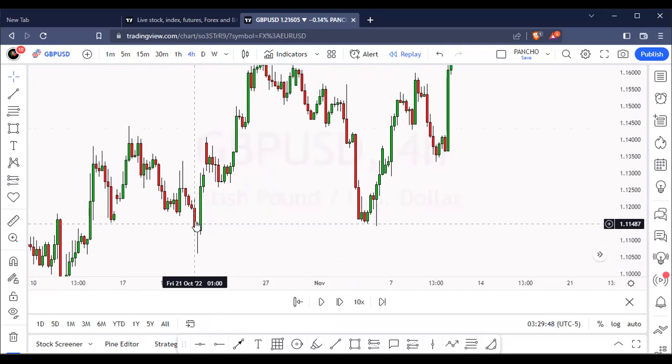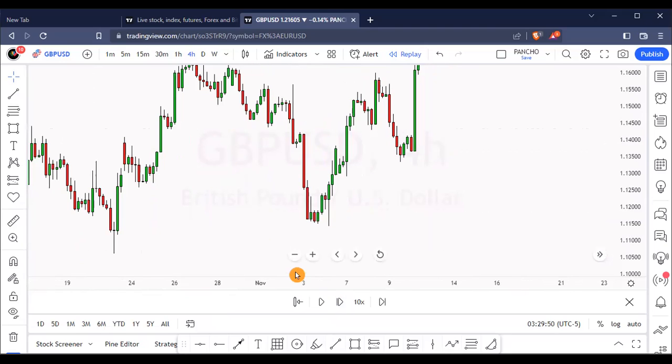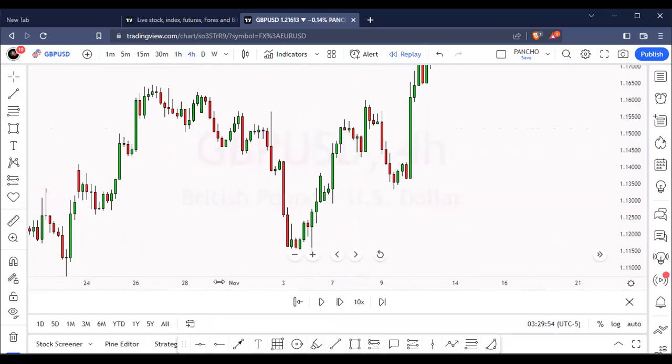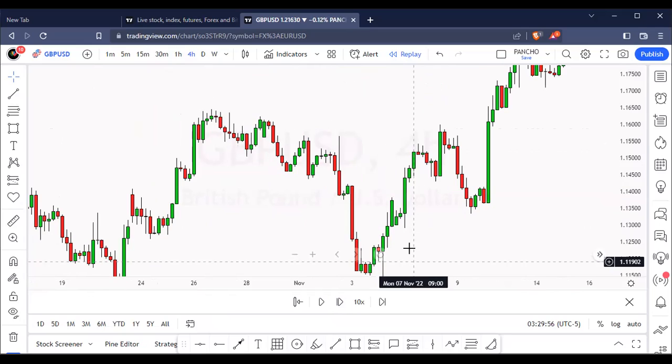So let me repeat for myself, bro. Just correct me if I'm wrong. When we are going to look for the order block and the reversals, we are just going to 4 hours. Can you actually increase your voice a little bit, if possible? It's very low.